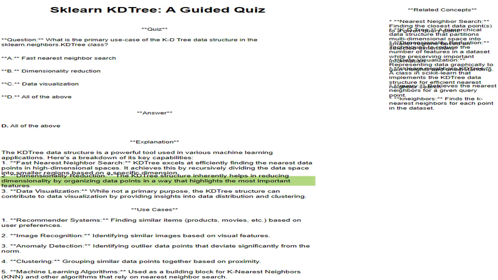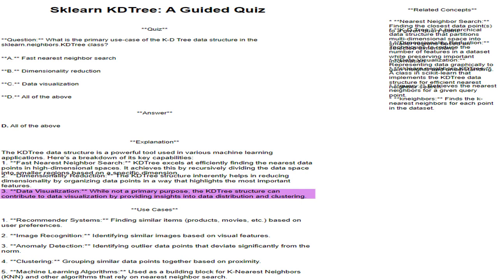C. Data visualization. Correct. While not its primary function, KD tree can indirectly aid in data visualization. Its organization of data points provides insights into data distribution and clustering, which can be leveraged for visual representations. 3. Data visualization. While not a primary purpose, the KD tree structure can contribute to data visualization by providing insights into data distribution and clustering.